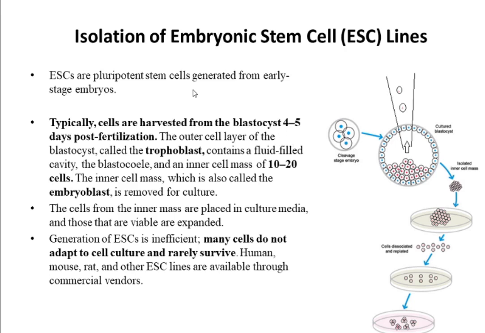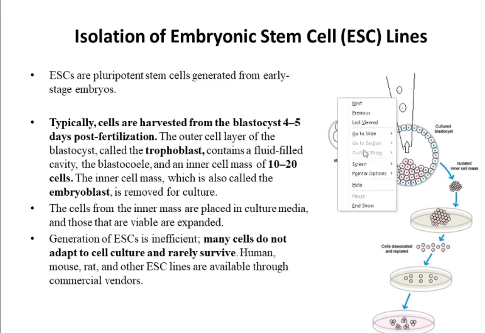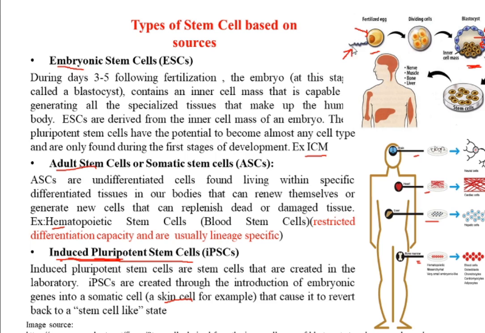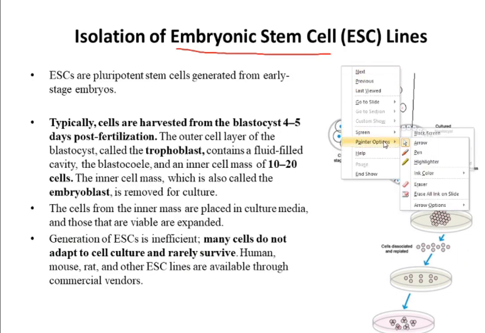Here, let's talk about the isolation of embryonic stem cells. As its name says, embryonic stem cell. So we have to isolate these ICMs. Embryonic stem cell is nothing but ICM. We have to isolate this embryonic stem cell, this ICM. For that, what one has to do is again the same process that we have seen. The sperm will fertilize the egg, and it will produce a diploid zygote, right?